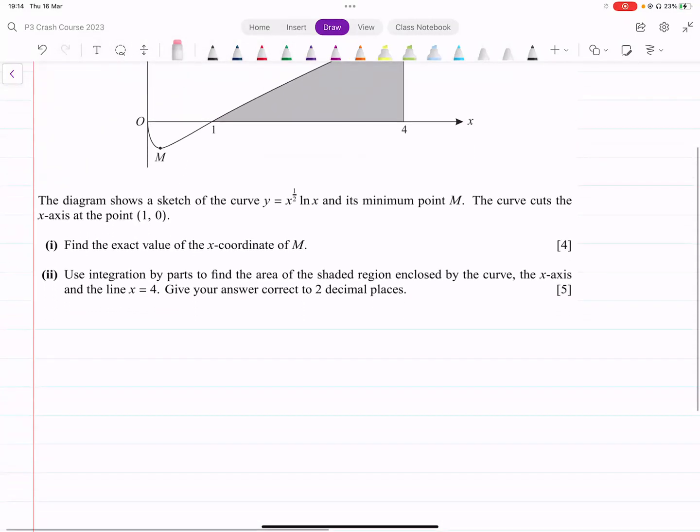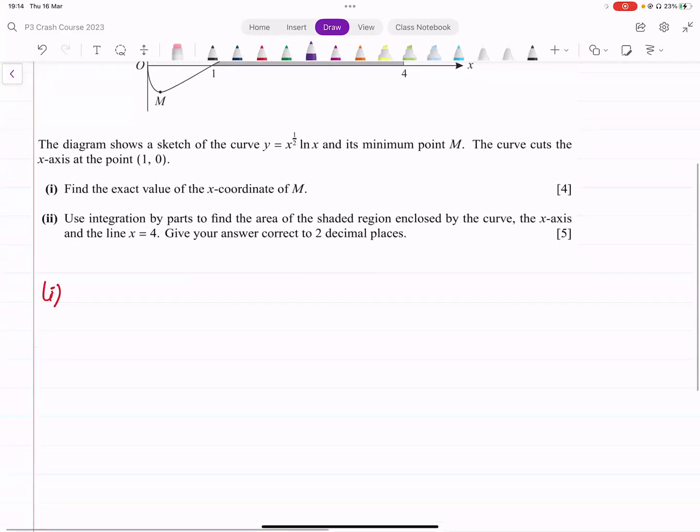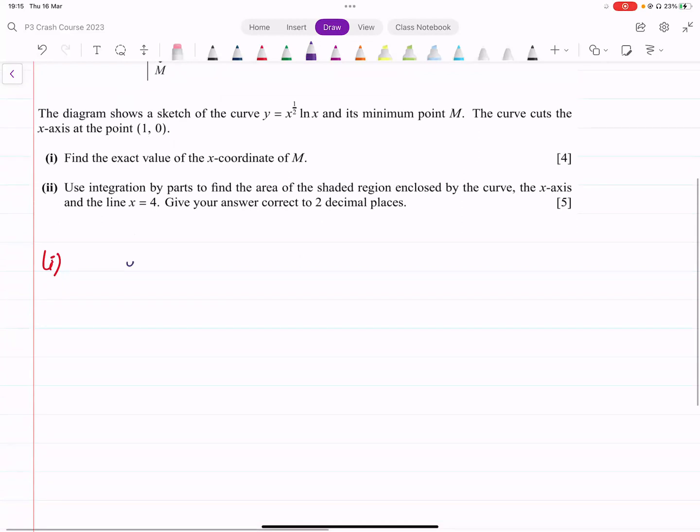Now that's relatively straightforward. It's differentiation. M is the turning point, right? How do you find turning points? You differentiate and put the derivative equal to 0. Let's do this very quickly. We have y equals x raised to power 1 over 2 into ln x. How do we differentiate this?